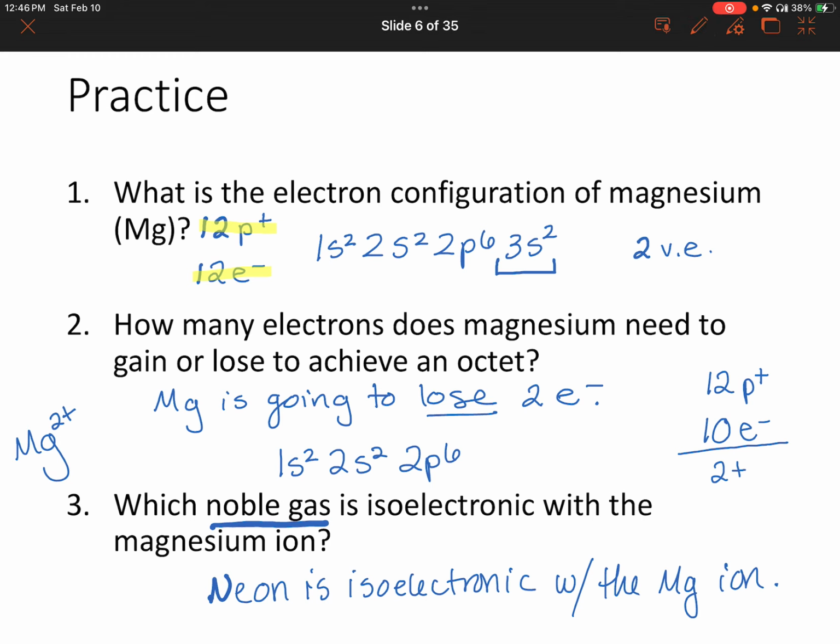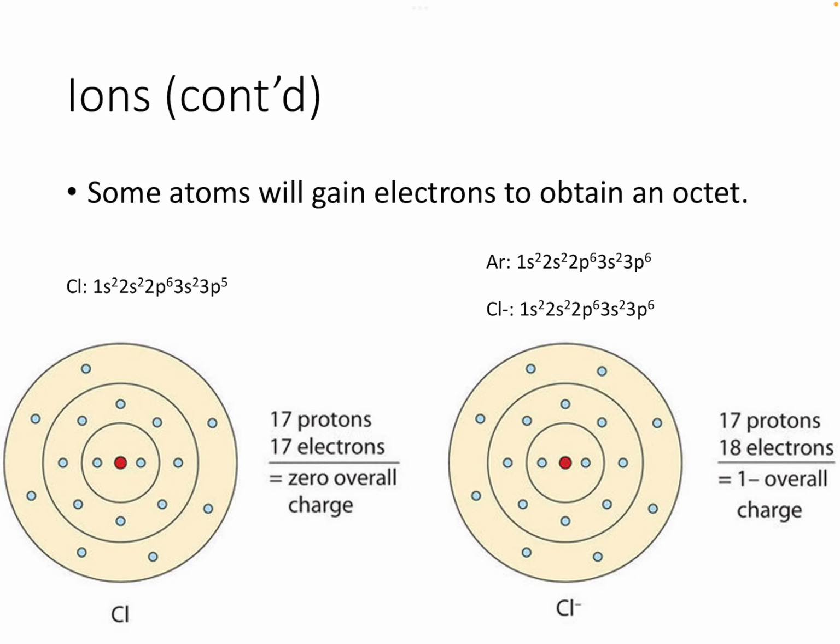Okay. Now, I mentioned that some atoms can also gain electrons to obtain an octet. So chlorine is one of those atoms, so let's look at that a little bit more closely. Chlorine has an atomic number of 17. So it has 17 protons, so 17 positives, and when it's electrically neutral, it has 17 electrons, or 17 negatives. So that means it has a 0 overall charge, right? The positives balance the negatives.